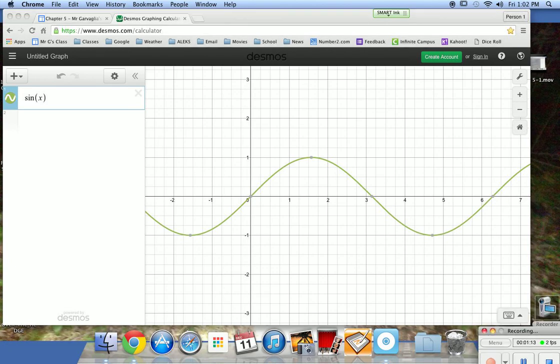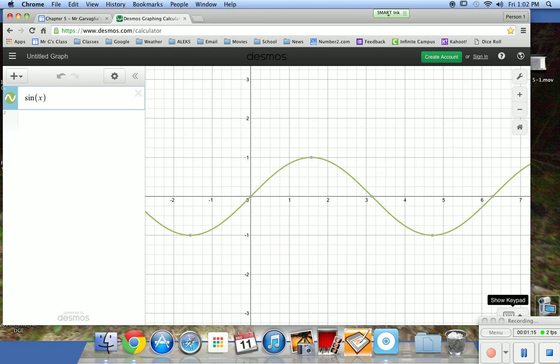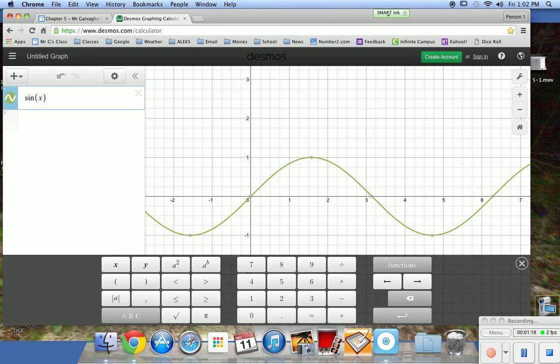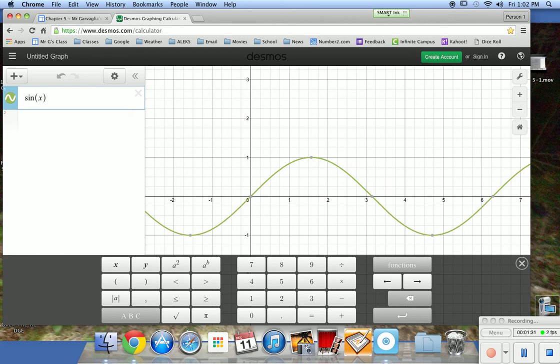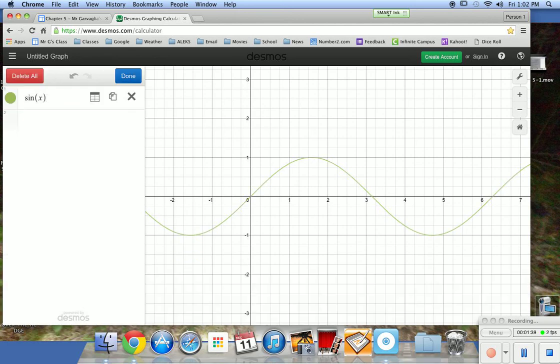How do I want to put this in radians? How do we do that? I don't think, no, that's just putting in a function. Stuff on top, stats. No, miscellaneous. I'm not seeing it right off the top of my head. No. All right. No matter.